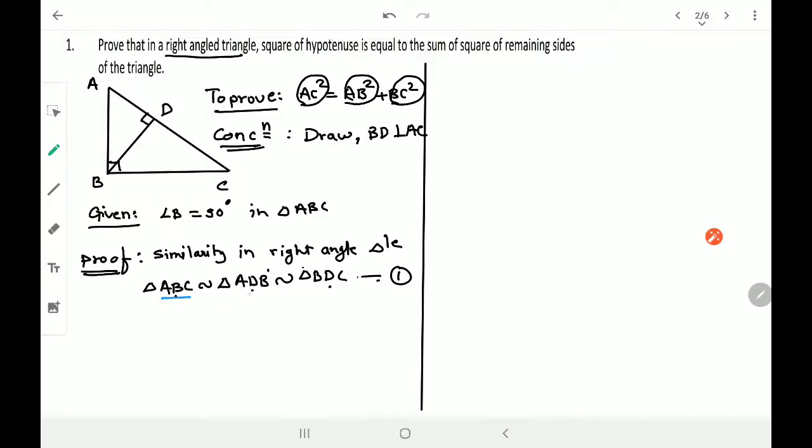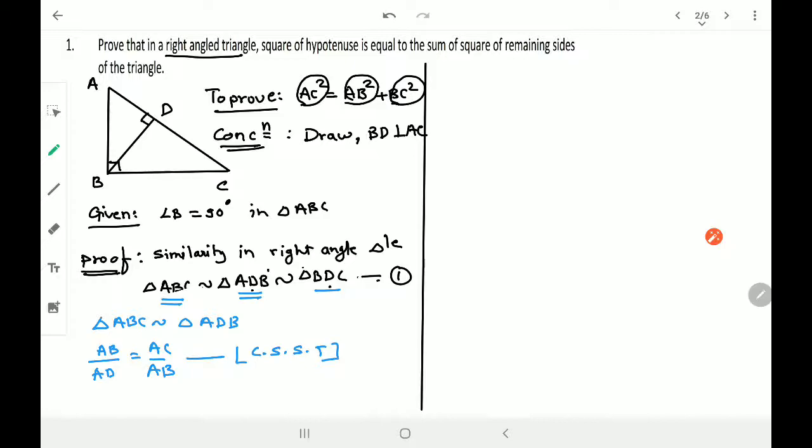Can this give me AC square? It gives me AC, but I don't find AC in any other triangle other than the first one. So AC square I cannot bring. No problem, but at least I can bring AB square. For AB square, AB is in this one and AB is in this one. So if I take triangle ABC similar to triangle ADB, we have AB upon AD is equal to AC upon AB, as corresponding sides of similar triangles. Clear?